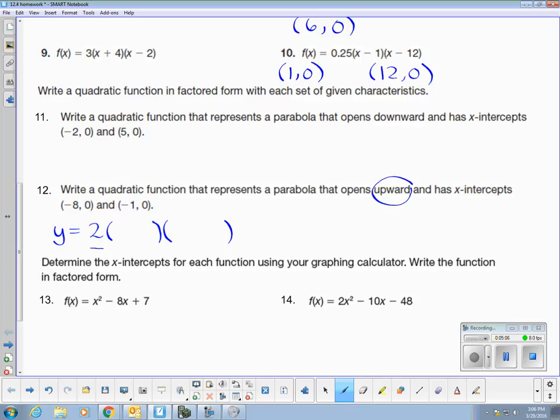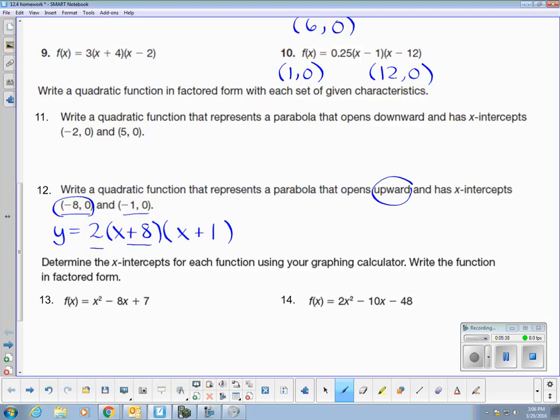That will have my parabola opening upward. And then if my first x-intercept is at negative 8, my factored form would have x plus 8, and my other x-intercept, or zero, at negative 1 would be x plus 1. Here's what we want to understand: why is this the opposite of my x-intercept here? Why is positive 8 the opposite of negative 8?